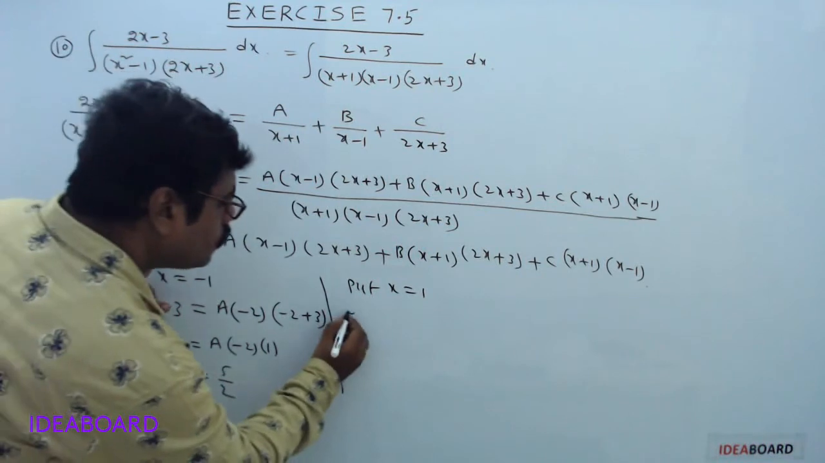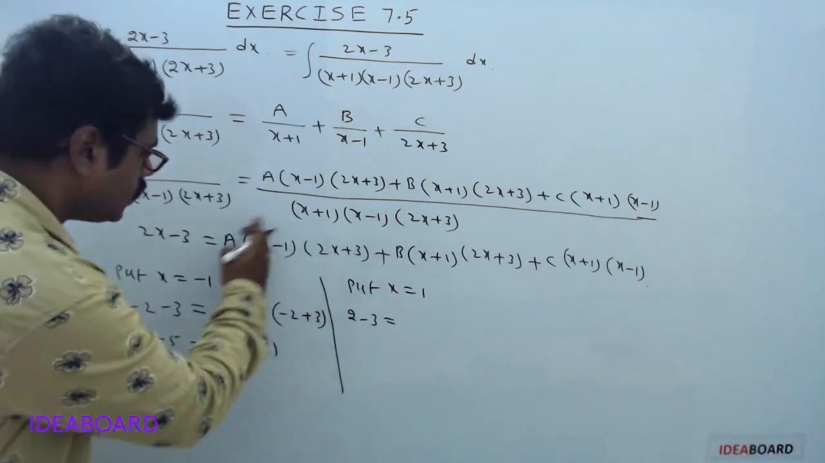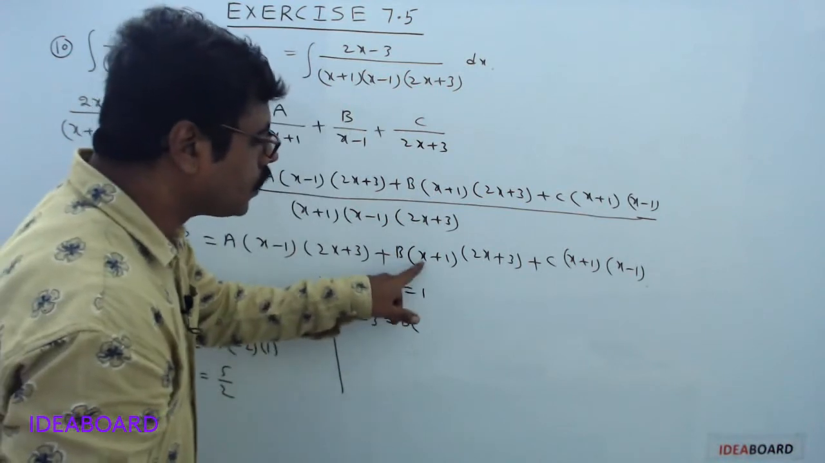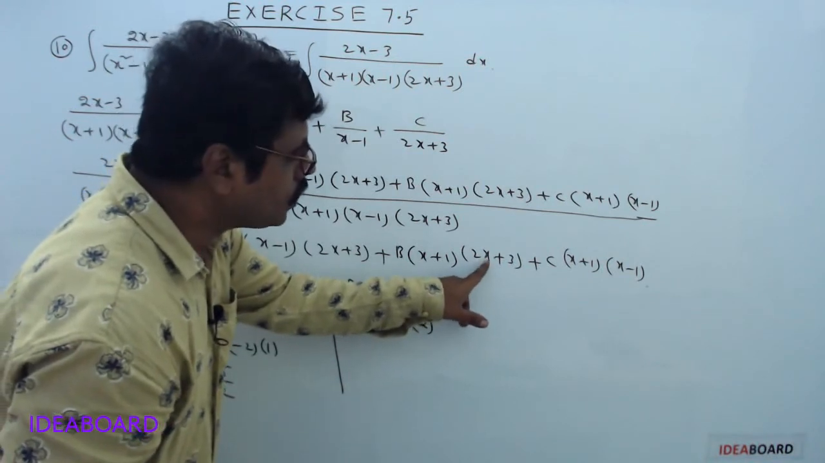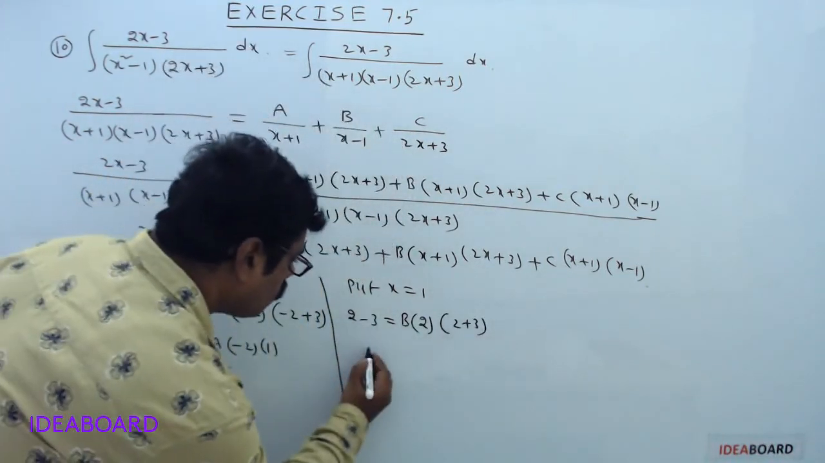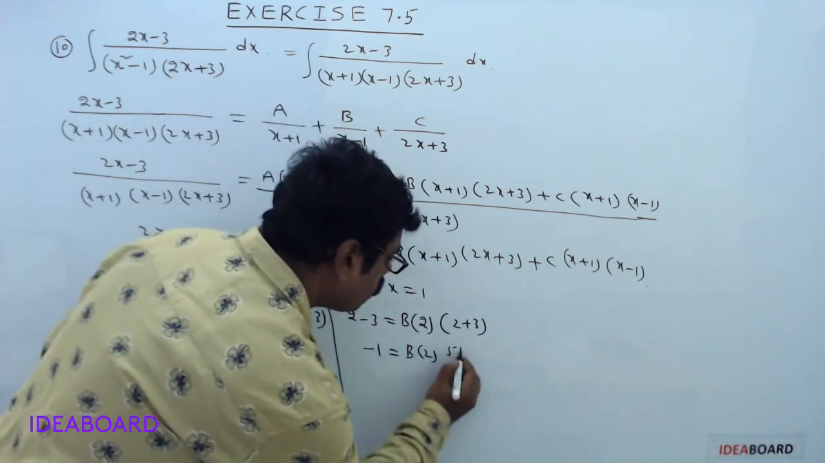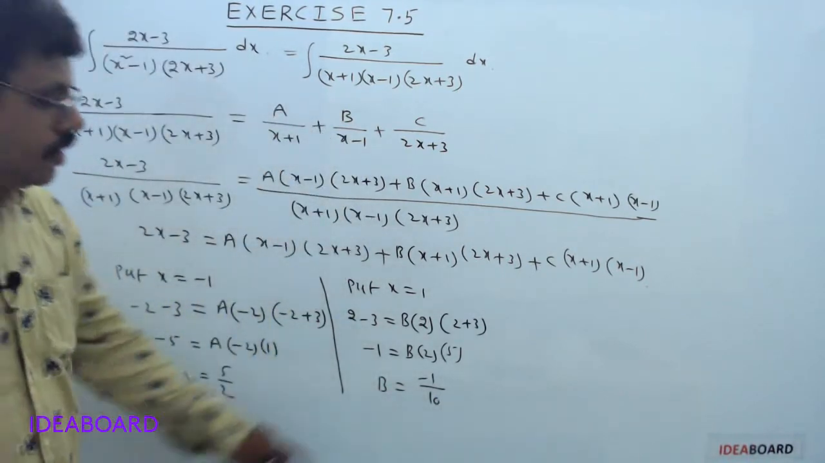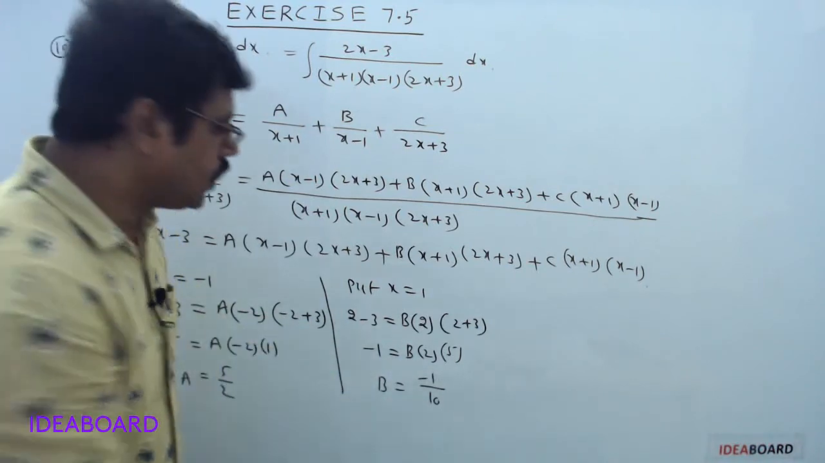Now 2 into 1, 2 minus 3 equals, by substituting x equal to 1, this entire term will be 0. Now this is b into x value 1, so 1 plus 1, 2 into x value 1, 2 into 1, 2 plus 3. Now 2 minus 3 minus 1 equals b into 2 into 5. Therefore 2 into 5 is 10, 10b equals minus 1, so b is equal to minus 1 divided by 10.